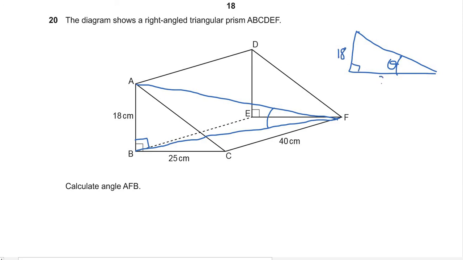What we need to do is work out this. So that's this one here. Let's call it x. Right, but we also know this is a right angle here because it's a rectangle base. So we can use Pythagoras' theorem to find x. So x equals the square root of 25 squared plus 40 squared. And again, do this on your calculator.